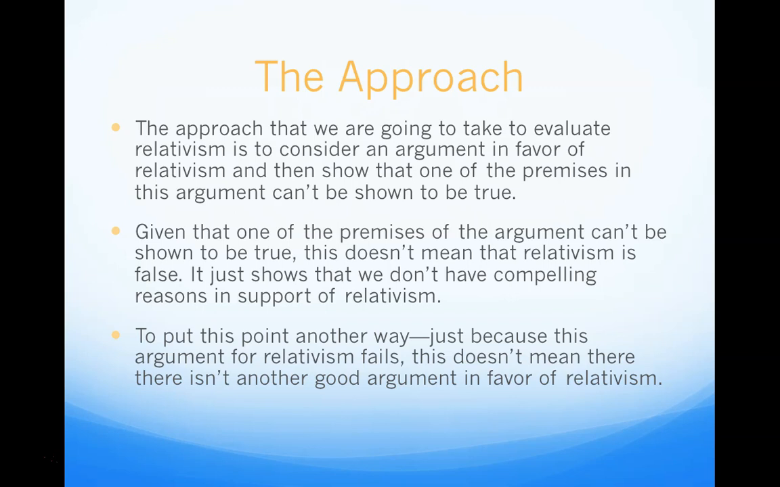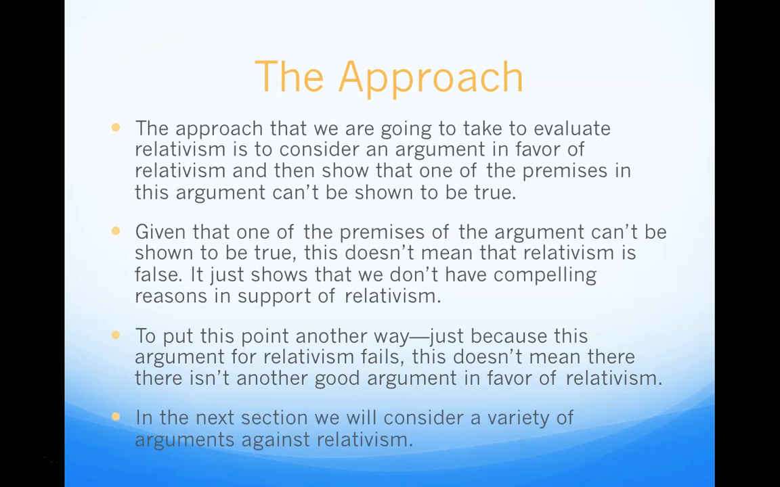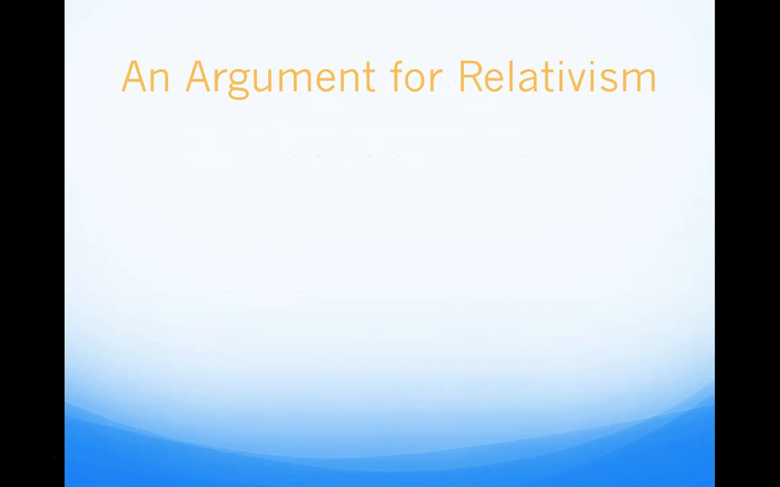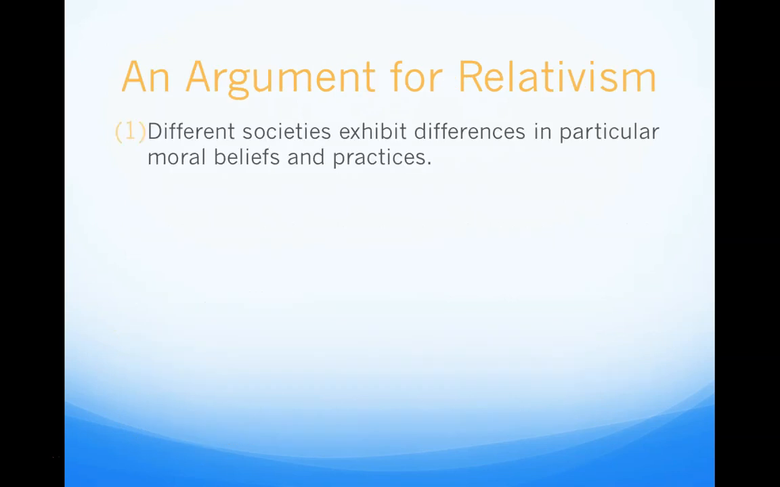We just consider a very plausible argument and show that that plausible argument doesn't work as cleanly as we might think it might. And then in the next section, we're going to consider a variety of arguments against relativism. So this will work to try to show that relativism is false unless you have a way to respond to each of these objections. All right, let's look at the argument for relativism.